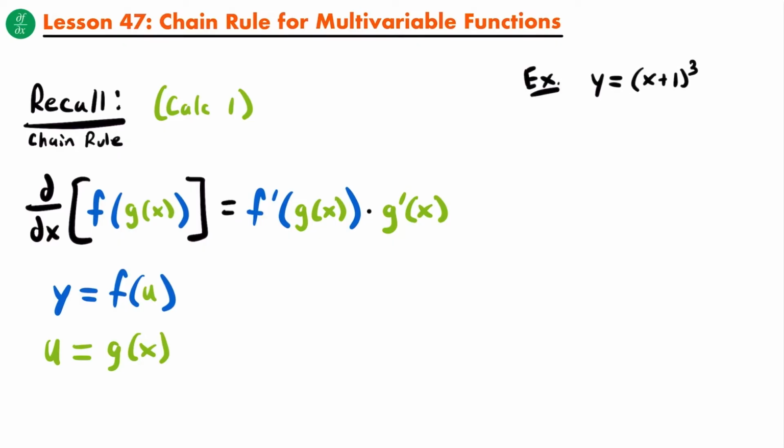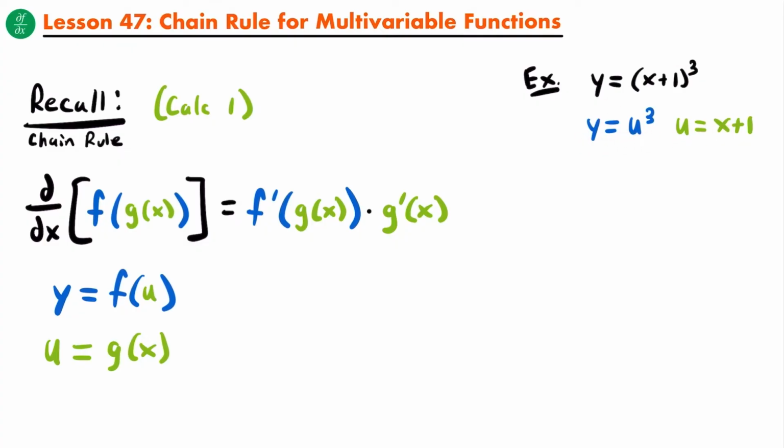For example, here is a composite function where if we wanted to find the derivative of y with respect to x, we would need to use the chain rule. The inside function is x plus 1, and the outside function is the quantity cubed. Another way that we could rewrite that composite function is with two equations like this. We could say that y is equal to u cubed, where u is equal to x plus 1. If you plug x plus 1 in for u in this expression, you get back to the original composite function. y is equal to x plus 1 quantity cubed.